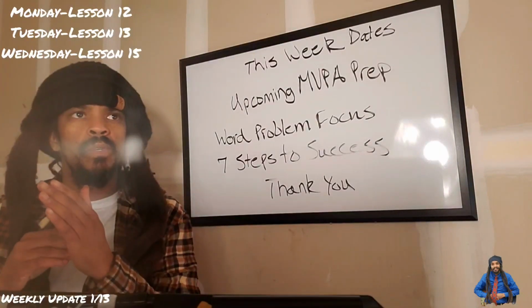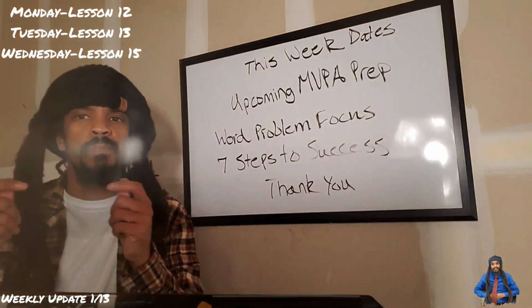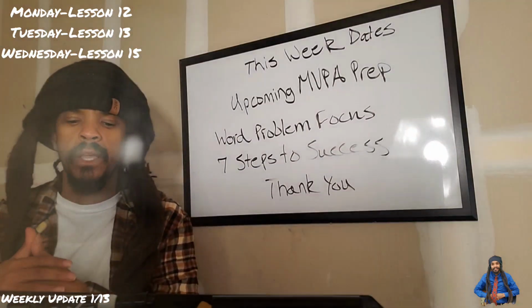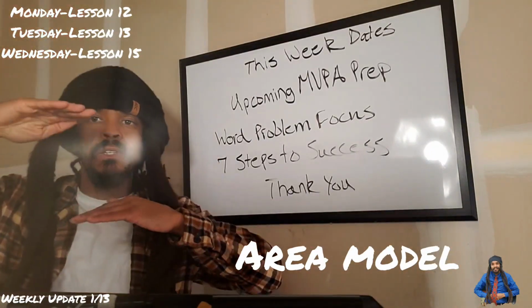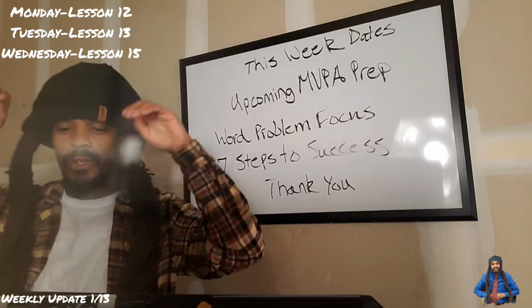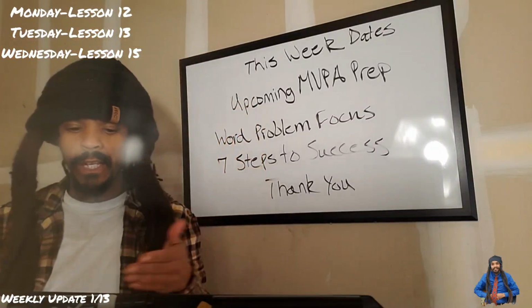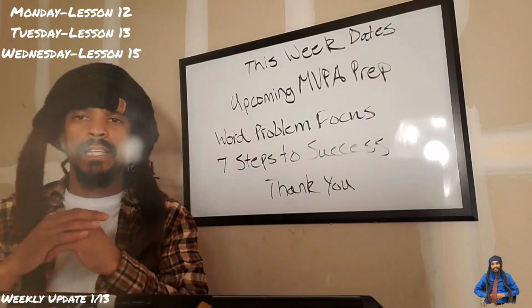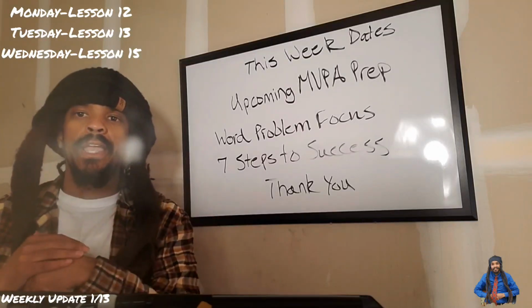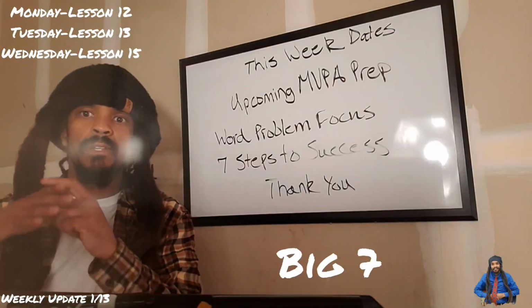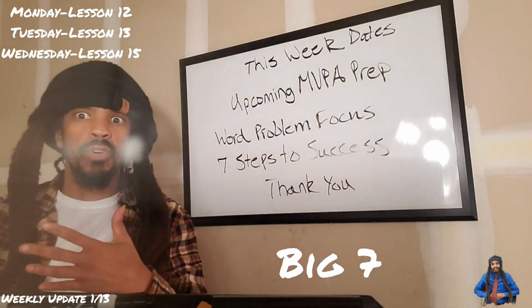Everything with division has been partial quotients, but lesson 10 was all about the area model method. That was the one we did with the boxes that come down when you're doing division. So the area model was our structure for lesson 10. In lesson 11, we learned repeated subtraction. That was our structure. And for lesson 12, it's the big 7. That's our structure for that one.